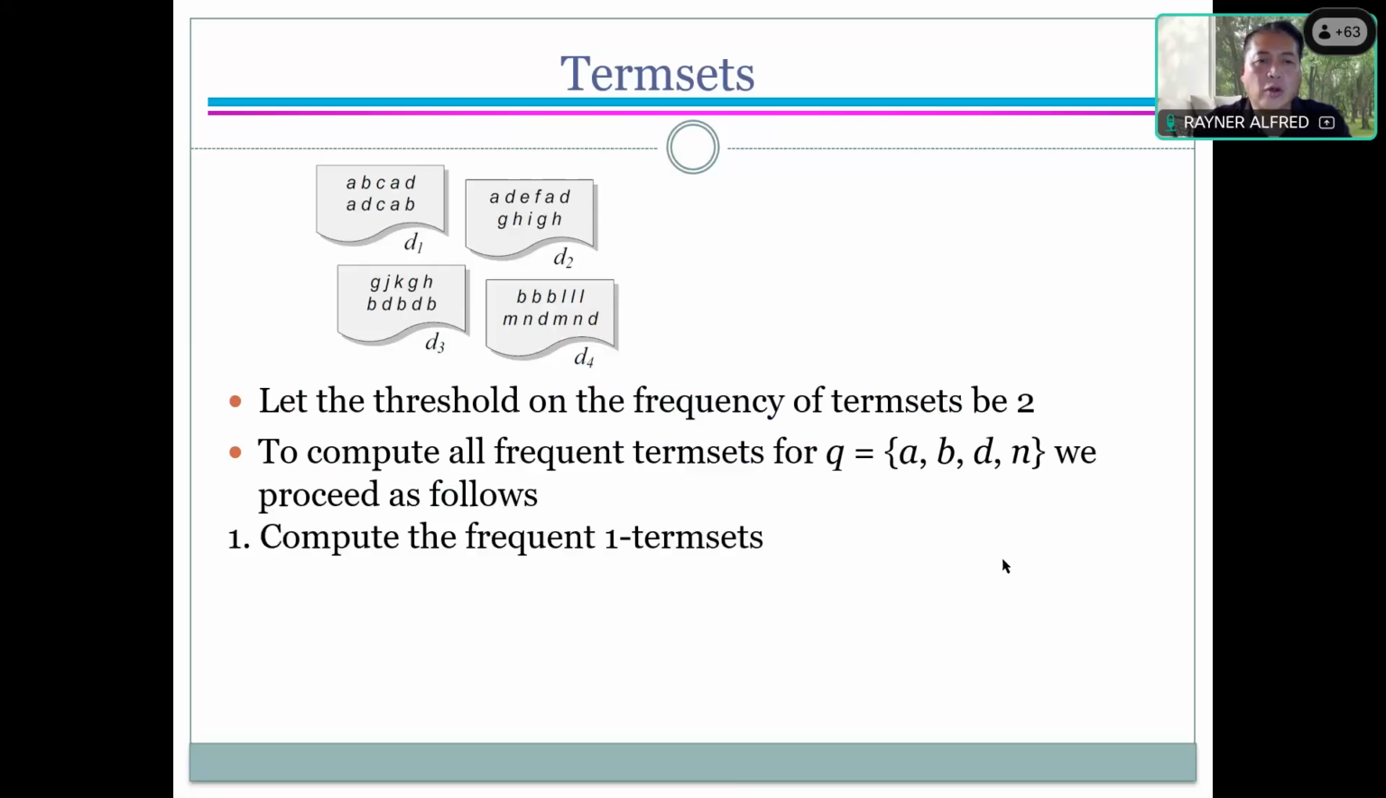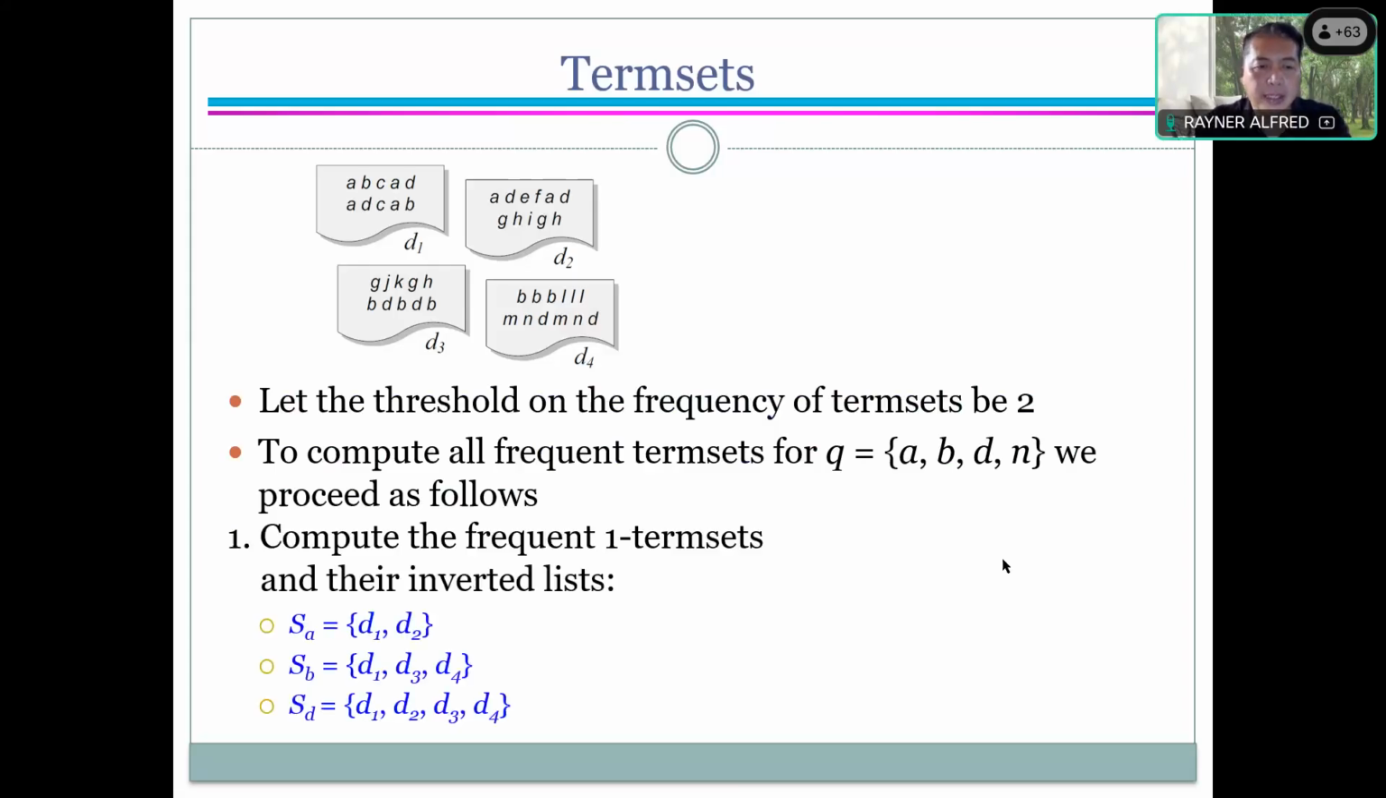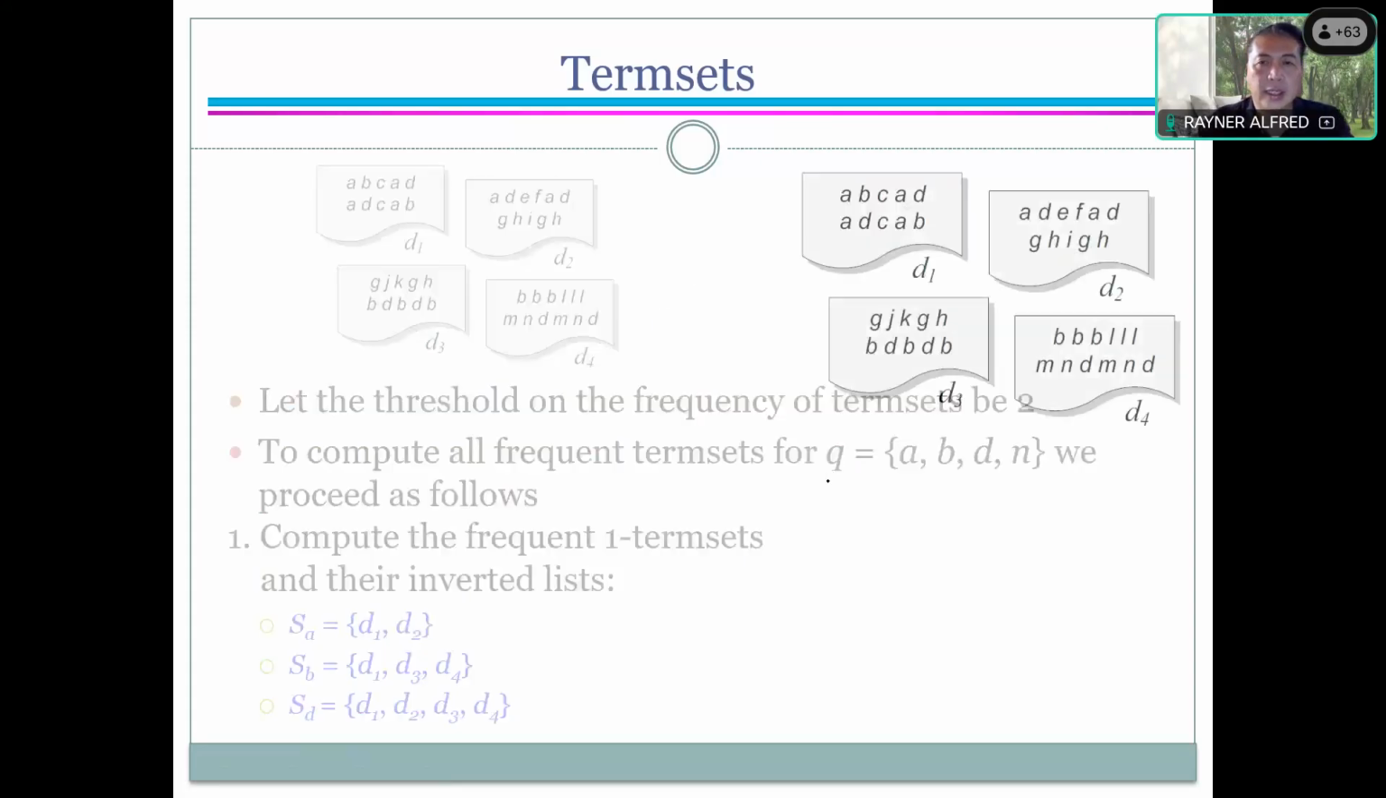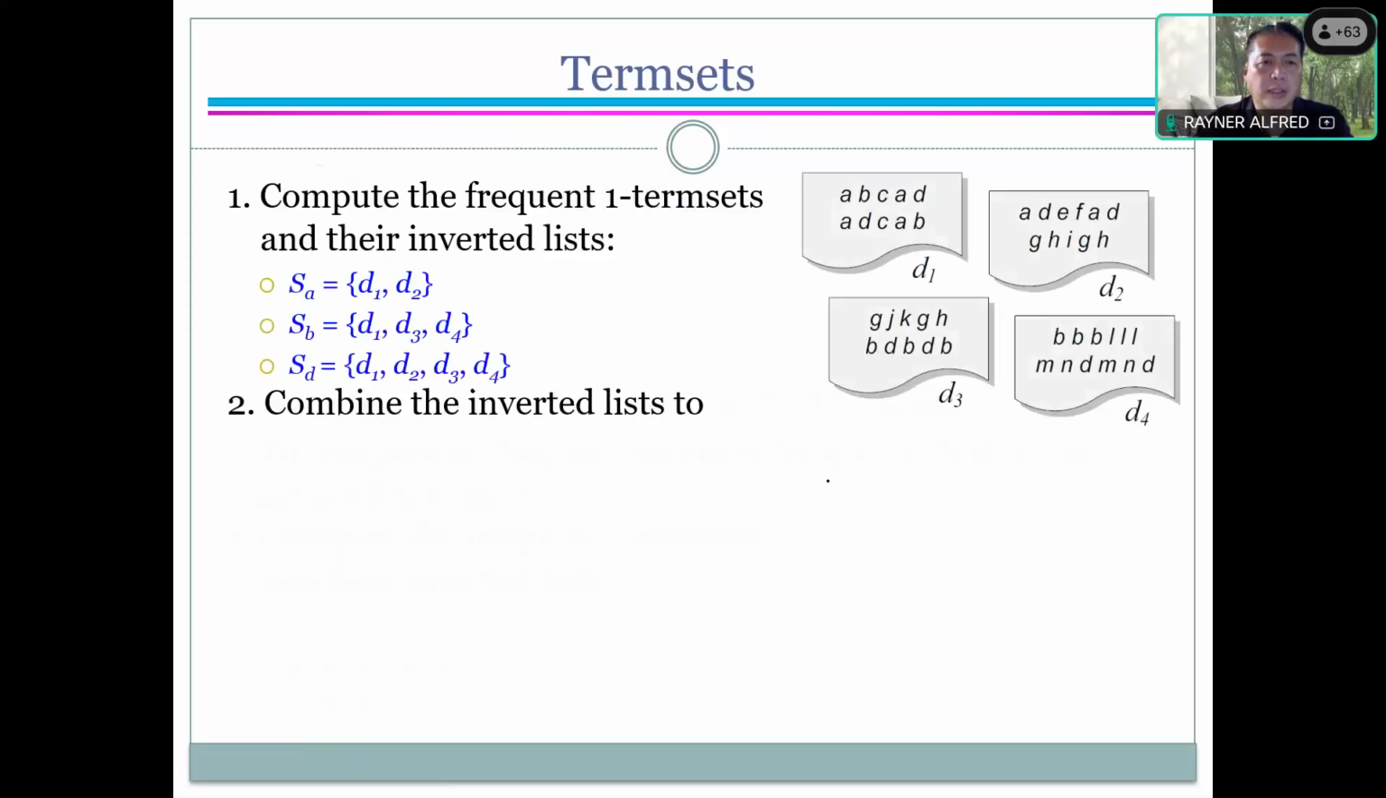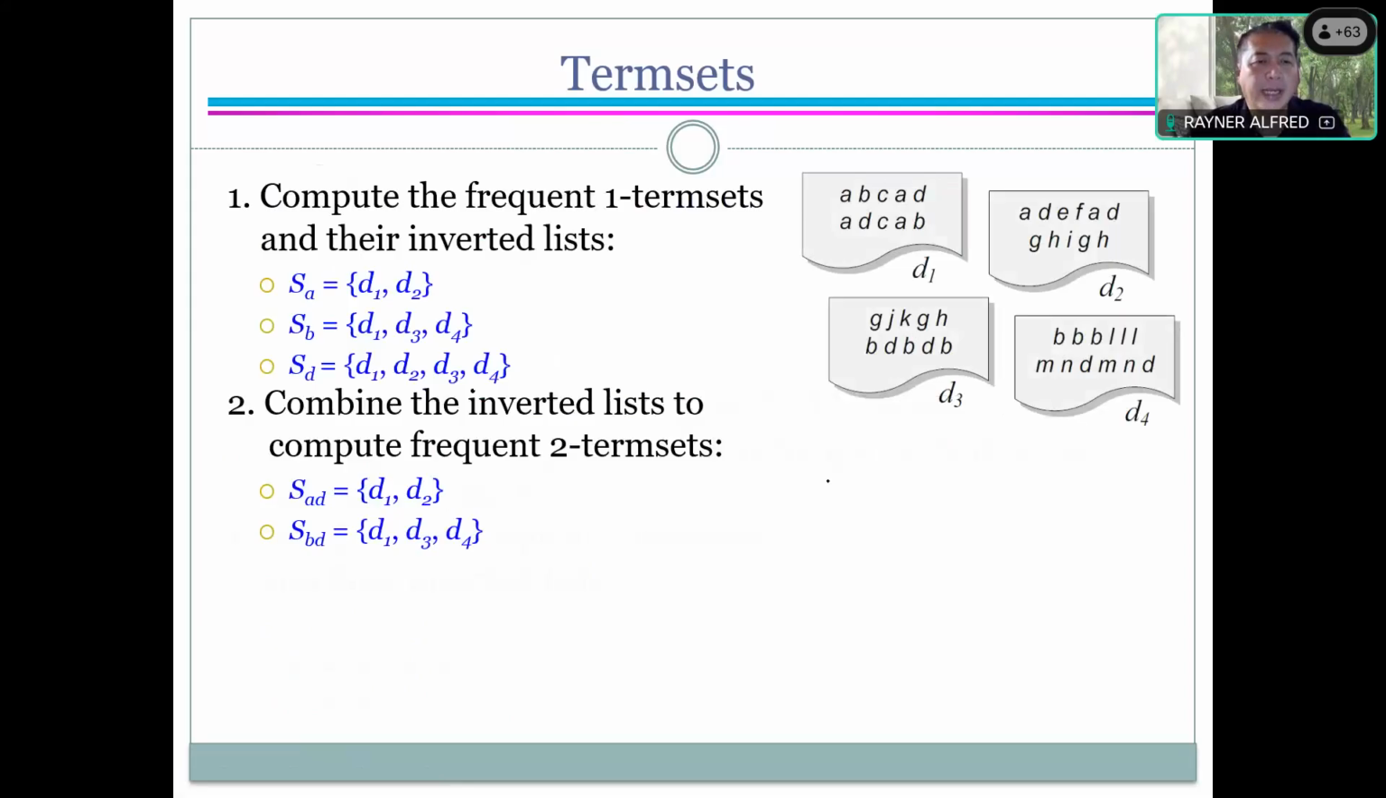When we compute the frequent one-term sets, we have A, B, D, because A, B, D exist in two or more documents, but N only exists one time. So that means N is not frequent. Starting from the single one-term sets, we combine AB, AD, and BD. From here we combine them, so we can only find AD and BD.